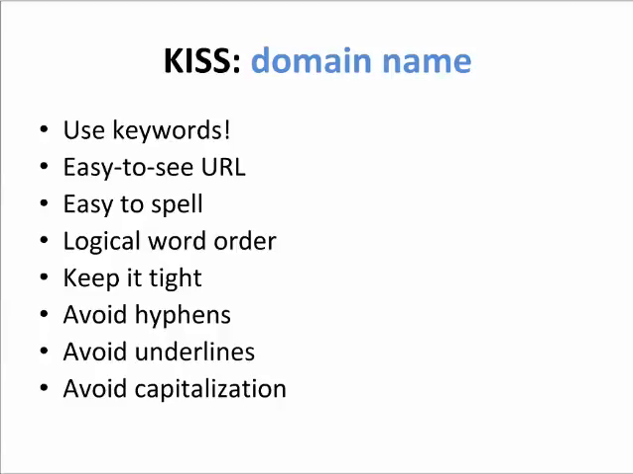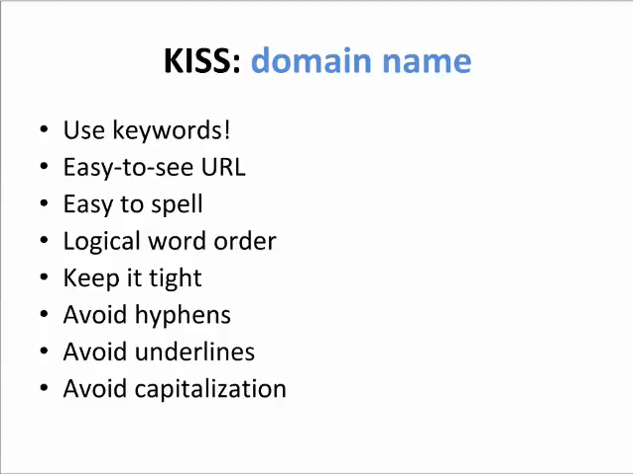KISS, what does that mean? Keep it simple, sister, which means when you are choosing your domain name, the name of your site, you want to be very straightforward. In my case, I am choosing a very simple one that you'll see in the next slide. You want to use keywords associated with your business. In this case, we have produce, we have fruit, we have veggies, we have fresh, we have Farmstand. You need an easy-to-use URL. So when you're writing it out, you want it to be easy to spell, order, keep it tight, and no hyphens, no underlines, no capitalizations.